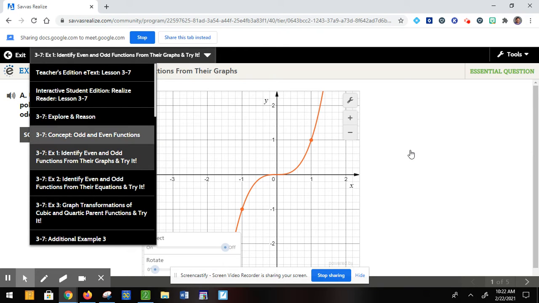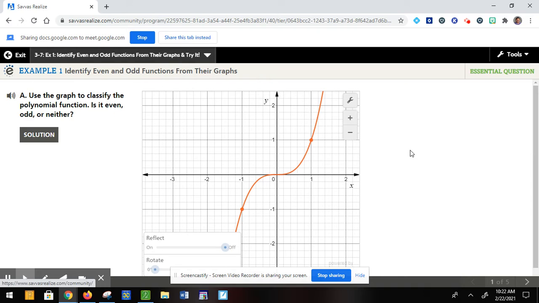I can show you the part where it says concept, odd and even functions. I assigned that from Savvas to link into Google Classroom. So again, click into that if you haven't done that yet. You can just pause the video and then come back. It'll only take you a couple of minutes to look at that. But you do want to look at that first so that you understand what I'm referencing here.